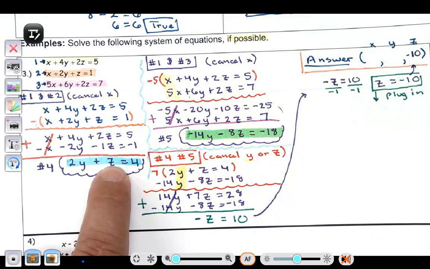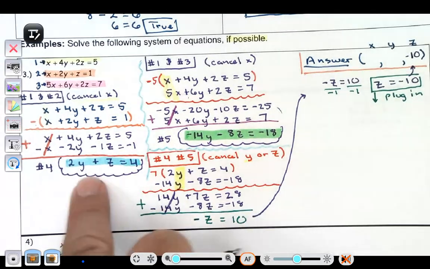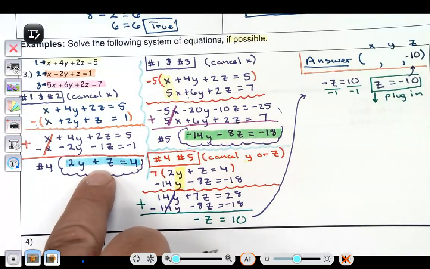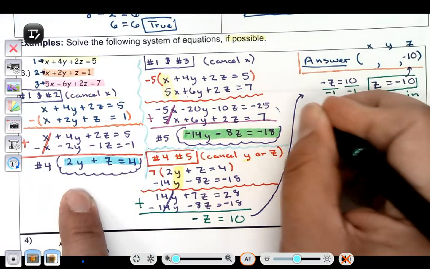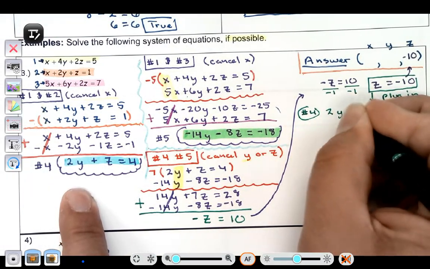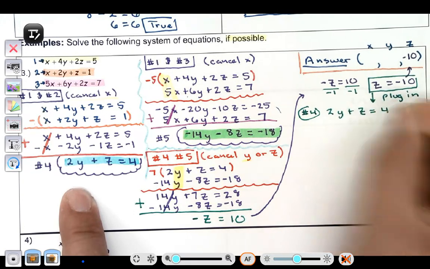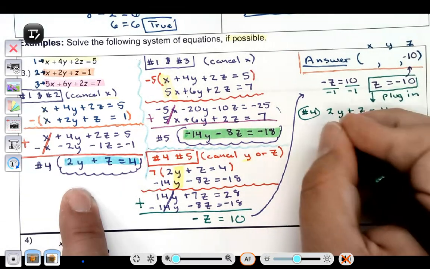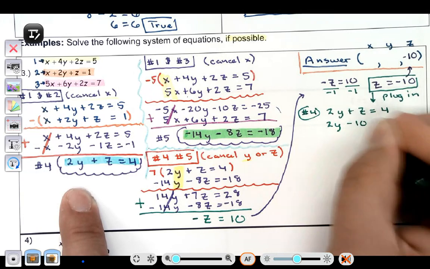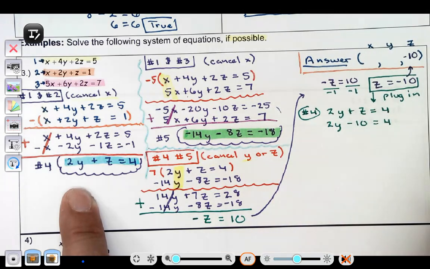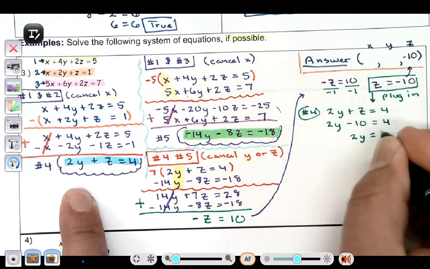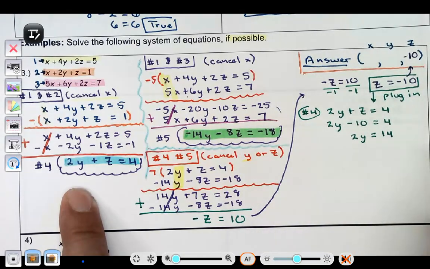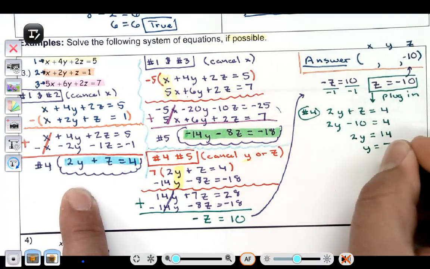All right, well then, I think I'm going to go with number 4. That's like the smaller set of numbers there. So I'm going to pick number 4. So I'm going to take equation number 4, and it says 2y plus z is equal to 4. Well then, I'm going to plug it in right there. 2y minus 10 is equal to 4. I'm going to add the 10 to the other side. So now I'm at 14. And then I'm going to divide by 2. We're just solving now. And I get an answer of 7.